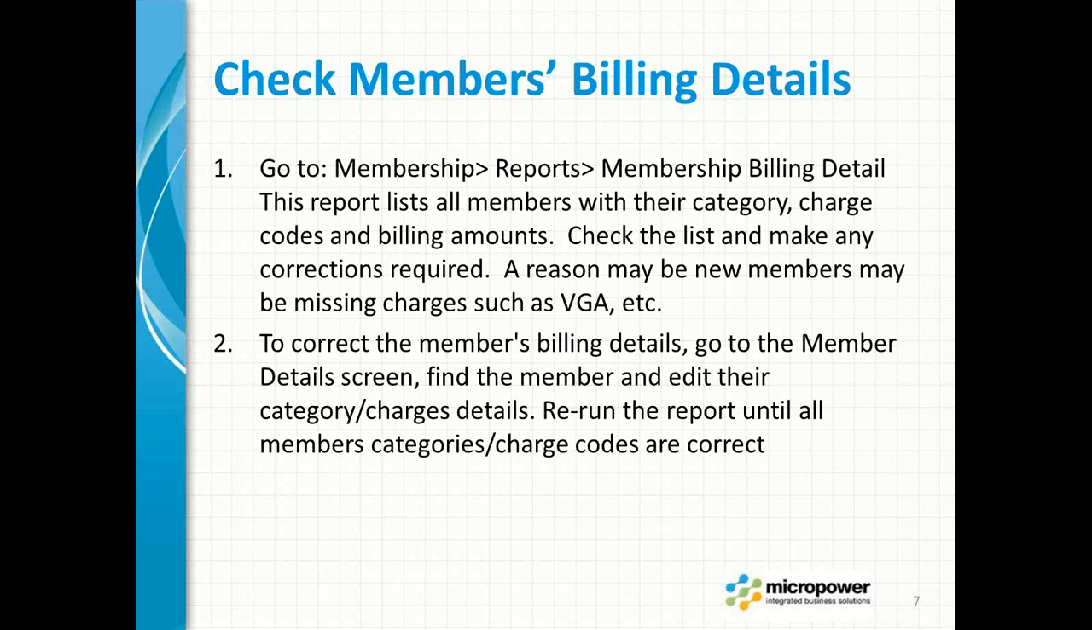To correct the member billing details, you go into the member detail screen, find the member and edit their charge codes, and then you can rerun the report to make sure it's all correct again. It's important to do all this before you actually run the subscription, because once it's been run, it's going to pull in whatever's in the member details record, so it's important to check that just before you run it.